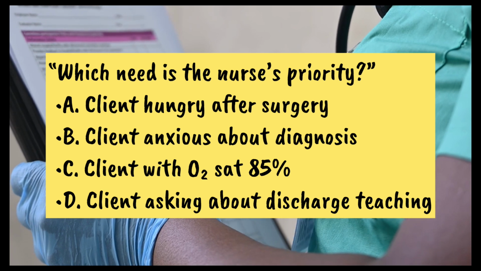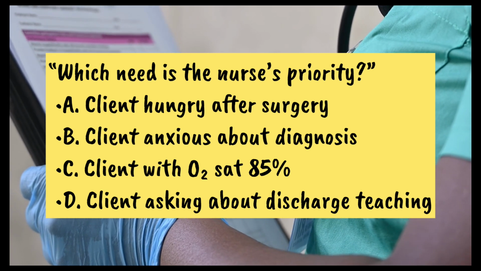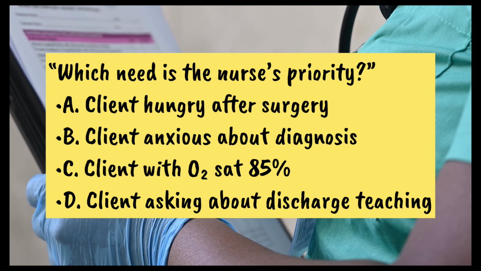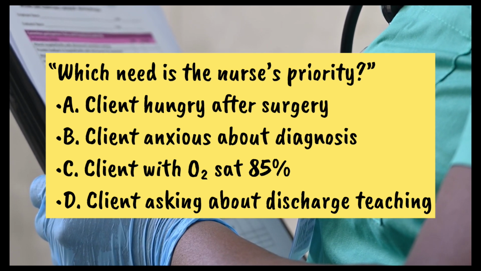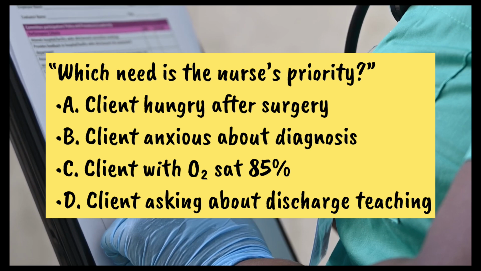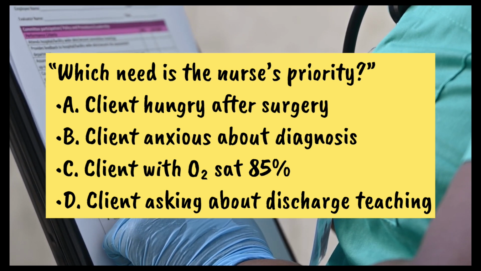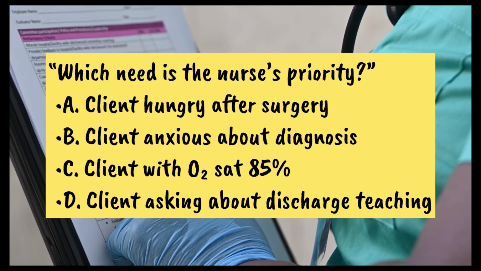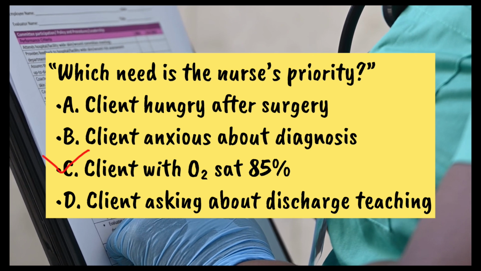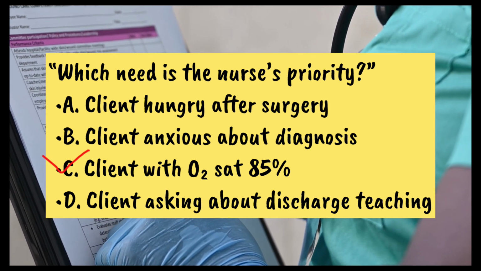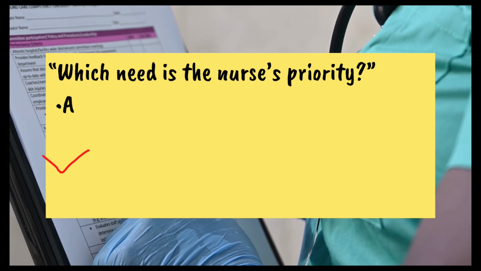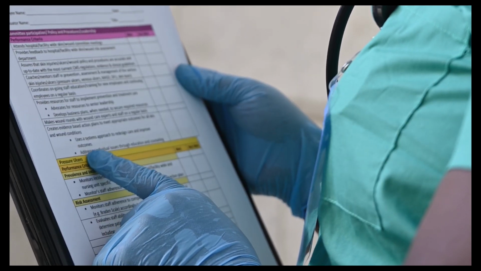So here we use Maslow's hierarchy, because in this, physiological needs come first. Physiological needs include oxygen. So here oxygen comes before food, anxiety, or teaching. So the correct answer is C, the client with oxygen saturation 85%. That is the top priority for the nurse.